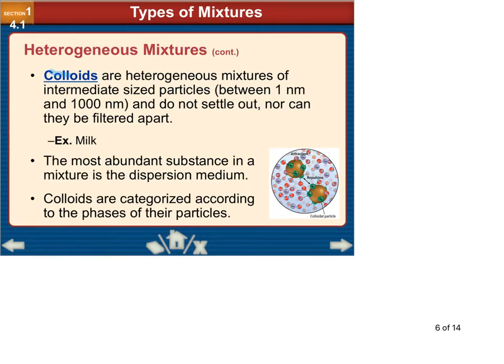Colloids are another type of heterogeneous mixture. They're intermediate sized particles, about 1 nanometer to 1,000 nanometers. They do not settle out, nor can they be filtered. A main example of a colloid is milk. Colloids can be classified according to the phases of their particles, and the most abundant substance is called the dispersion medium.